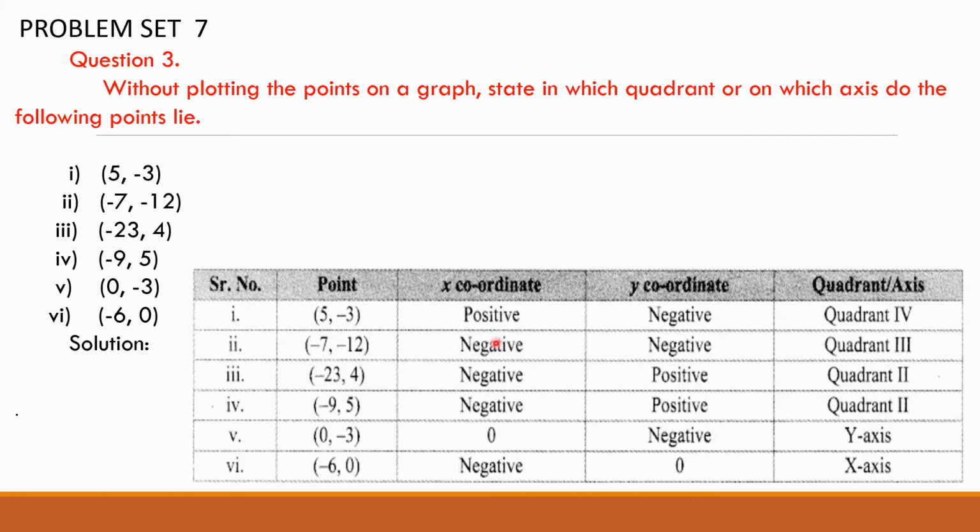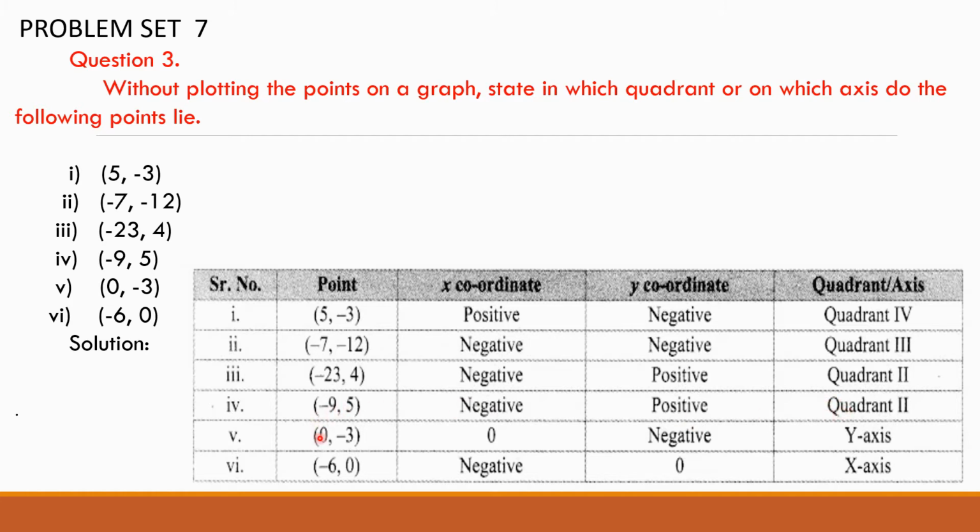Second one, negative 7 and negative 12. The x coordinate and y coordinate are negative. Therefore the point lies in the third quadrant. And third one, negative 23 and 4, the x coordinate is negative and the y coordinate is positive. Therefore the point lies in the second quadrant. And fourth one, negative 9 and 5, the x coordinate is negative, the y coordinate is positive. Therefore the point lies in the second quadrant.